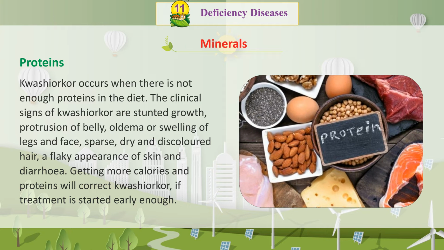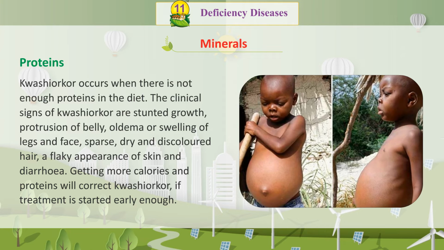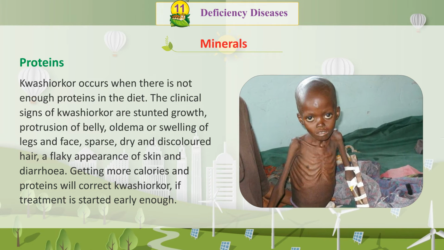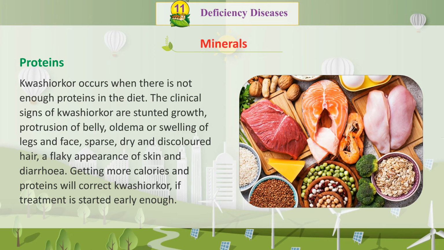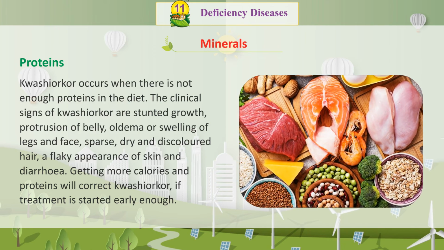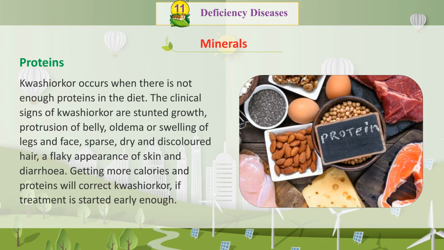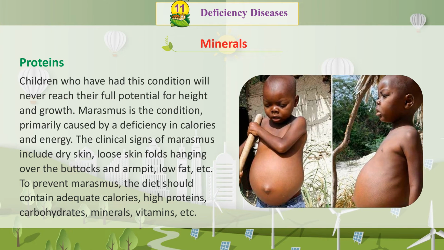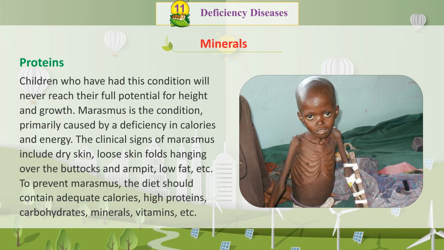The clinical signs of kwashiorkor are stunted growth, protrusion of belly, oedema or swelling of legs and face, sparse, dry and discolored hair, a flaky appearance of skin, and diarrhea. Getting more calories and proteins will correct kwashiorkor if treatment is started early enough. Children who have had this condition will never reach their full potential for height and growth.